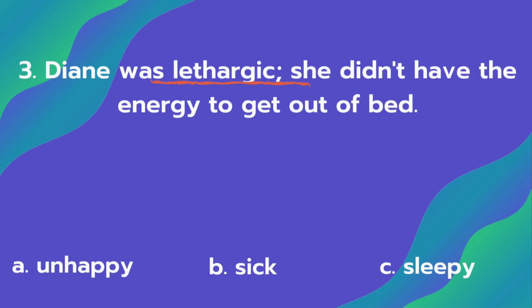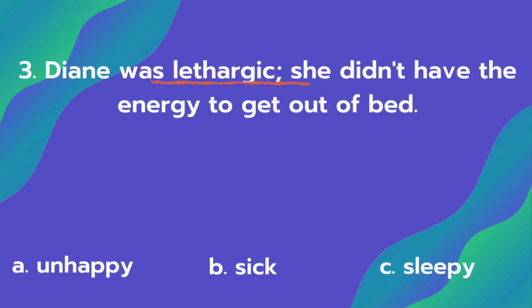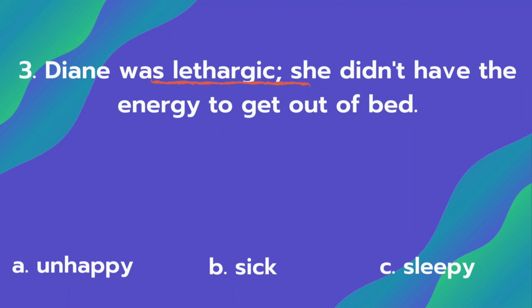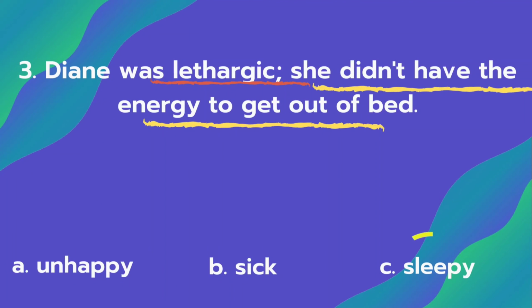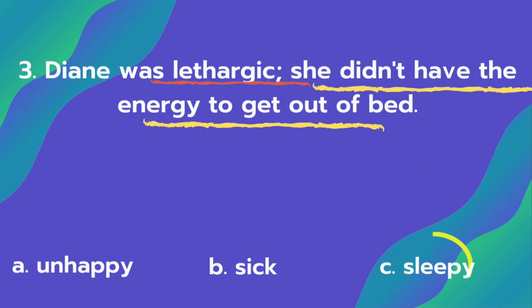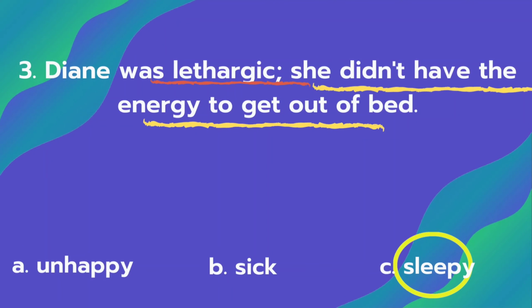Number 3. Diane was lethargic. She didn't have the energy to get out of bed. What does lethargic mean? A. Unhappy, B. Sick, C. Sleepy. The answer is C. Sleepy. What gives us the hint is that she didn't have the energy to get out of bed.